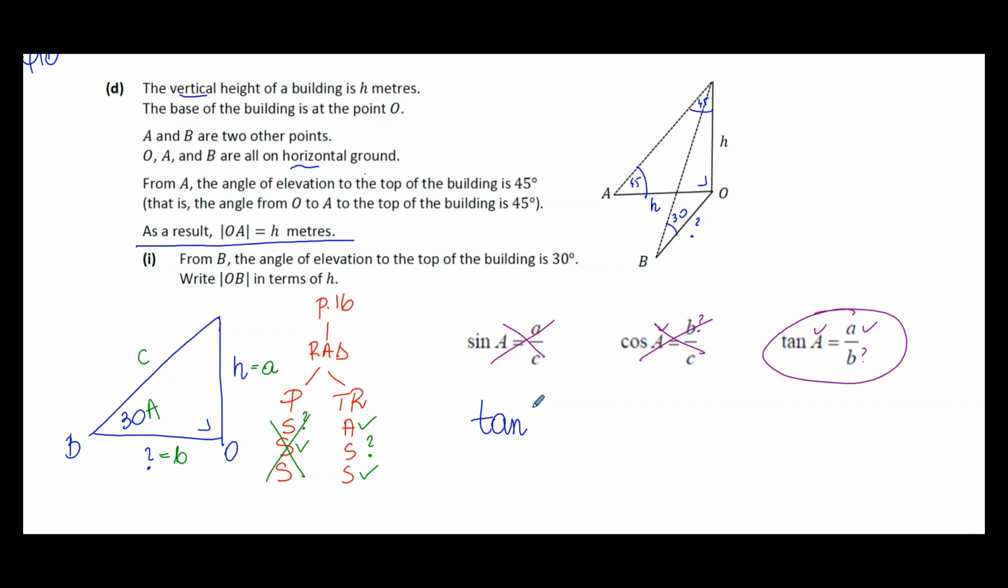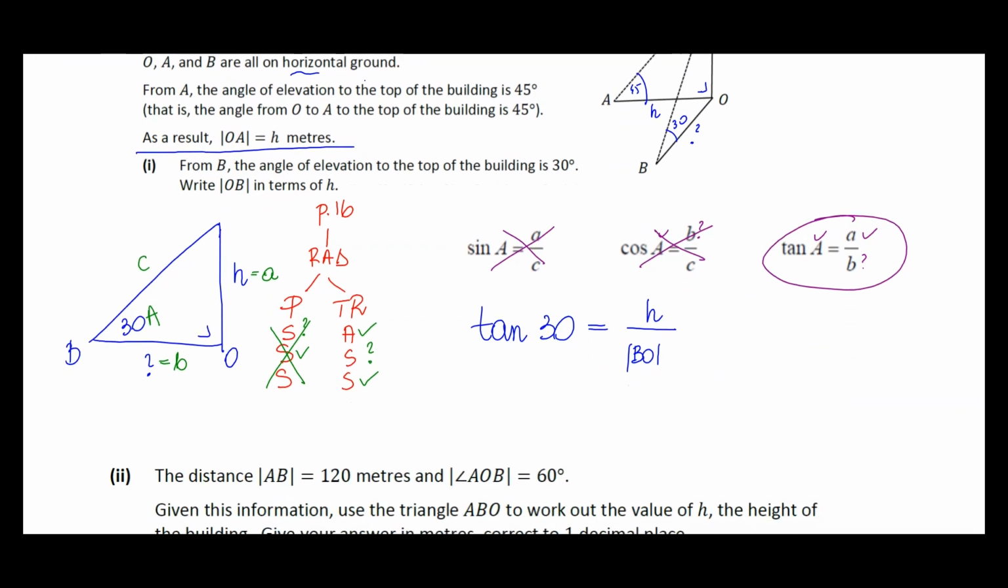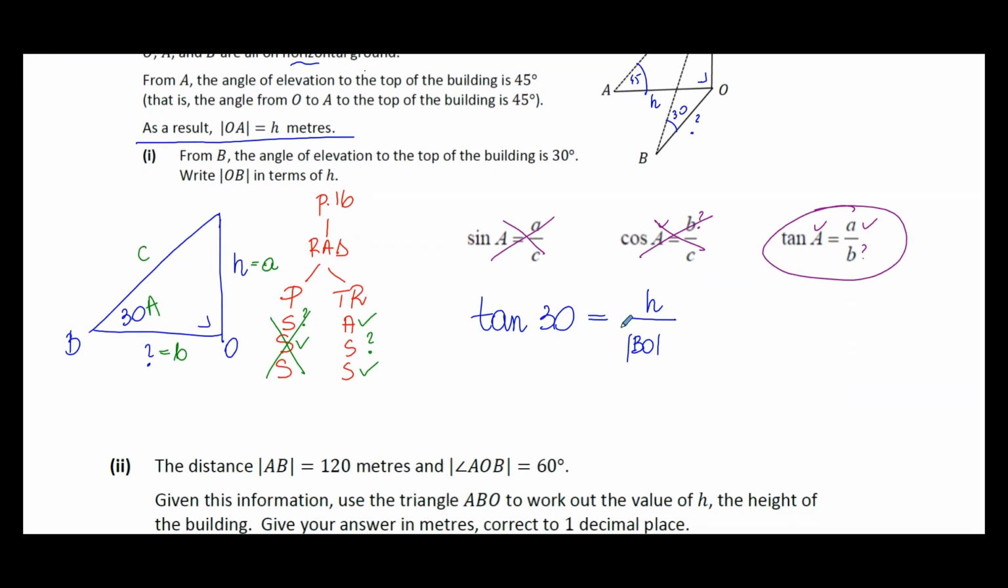So that means tan of the angle I have, 30, equals the fraction with a on top, which in this case is h, and then B on the bottom, which is my BO length. Now, I want BO to equal something. How do I bring that BO from under the fraction? I can either multiply both sides by BO and then divide by tan. So what do I mean?